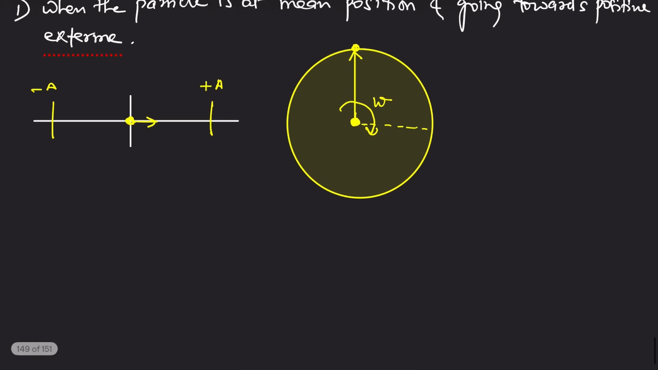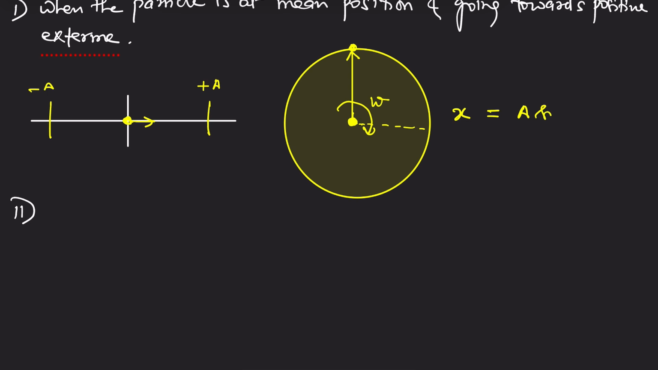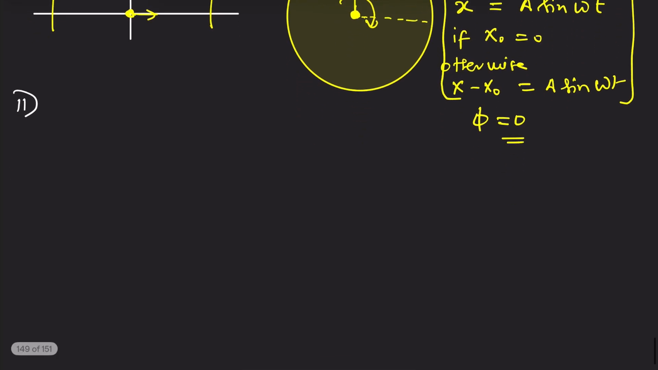Now coming to the second one. And of course in this, if I want to write down the equation of SHM, that will be x is equal to a sine omega t, if x naught is equal to 0, otherwise x minus x naught is equal to a sine omega t. And here phi, the phase angle, will be 0. So that is the first case. Now coming to the second case.